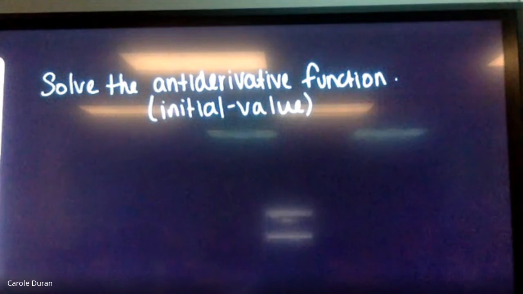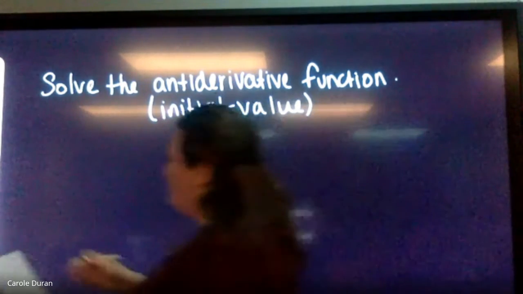So what we're going to be doing now is solving the antiderivative function at a specific point. This can also be called the initial value problem, depending on who's writing the test. So they mean the exact same thing. It means you're going to take the antiderivative, plug in the values, and solve for C. That's all it means.